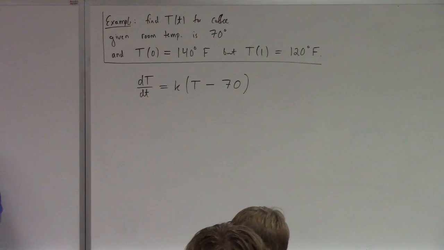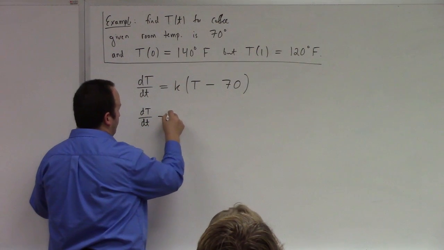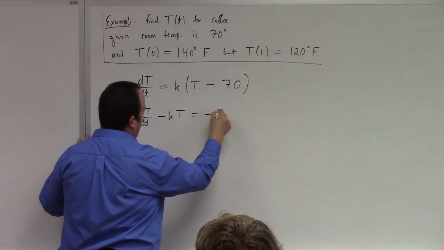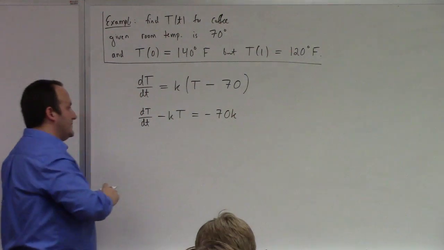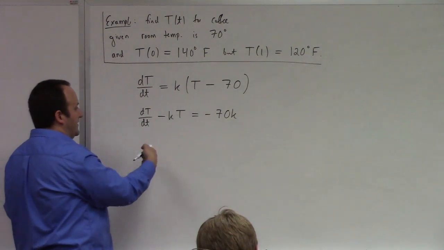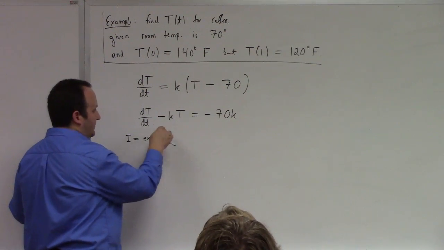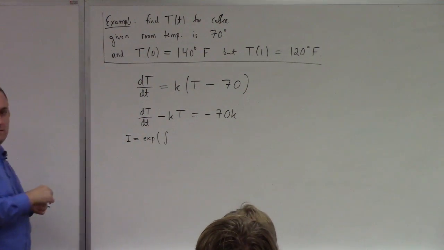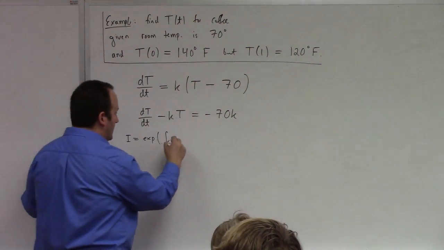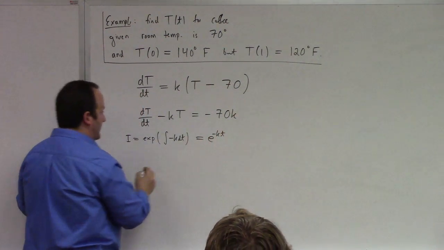How do you guys want to solve this? We've got two options. I'm going to do the integrating factor technique this time. You could use separation of variables here if you liked. This is one of those you could do either way. It's like the RL circuit, much the same kind of animal. So what's my integrating factor? My p, the coefficient of T, is minus k. So I integrate minus k dt, and I have e to the minus kt as an integrating factor.